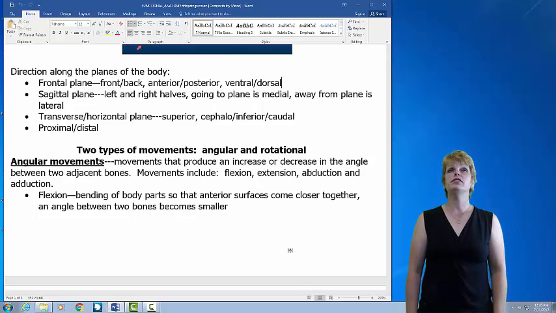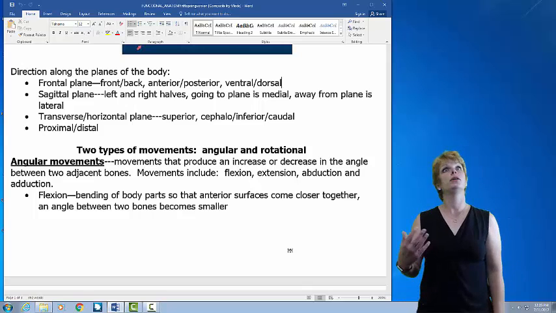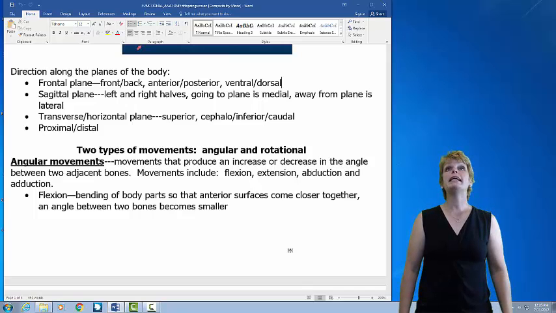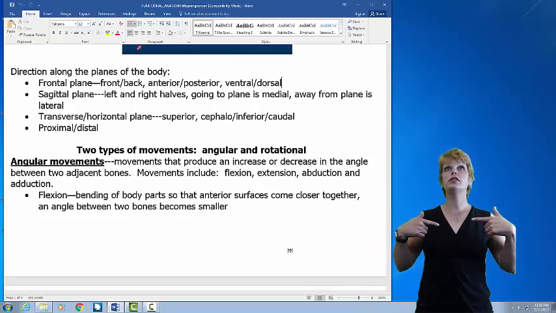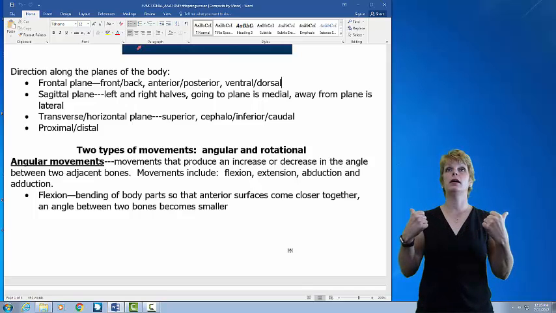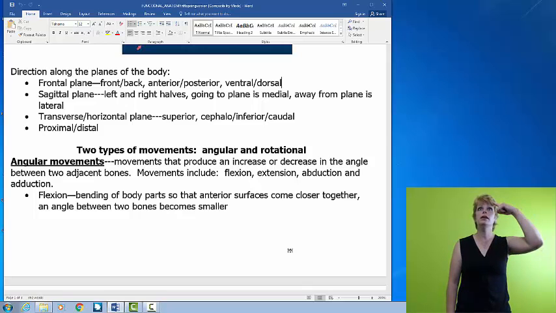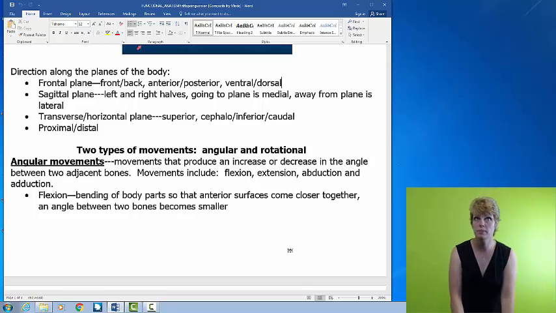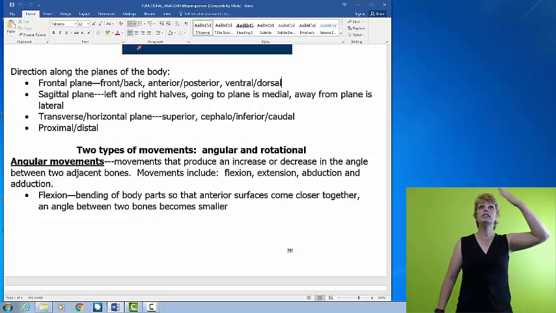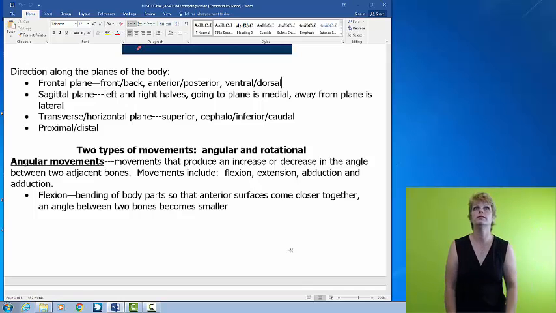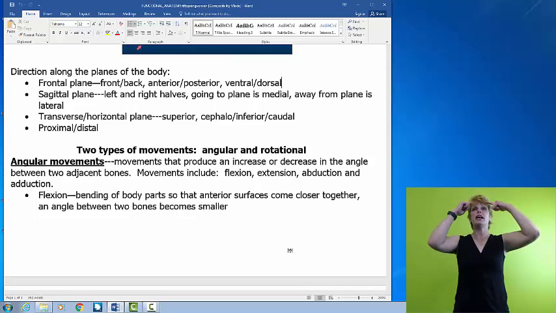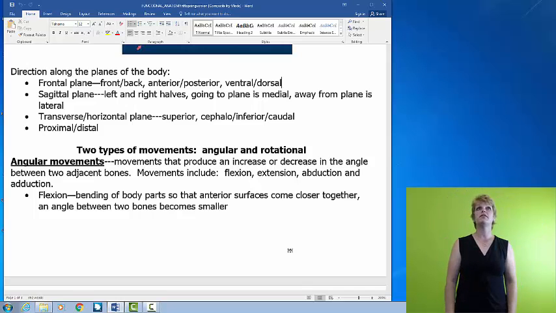The left and the right halves, which would make sense: my left, my right, to your left, to your right. Going toward the plane is medial, so going towards the center of the body is medial. Away from the plane is lateral. The next one is the transverse or horizontal plane. You have the superior part of your body versus the inferior, or caudal, part towards my feet. Cephalo-caudal would be towards my feet.